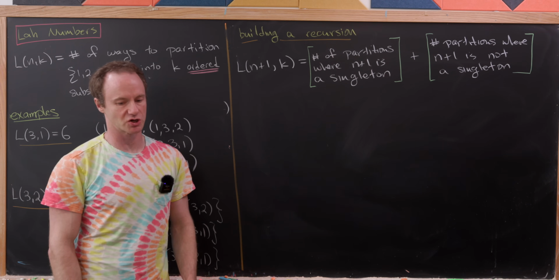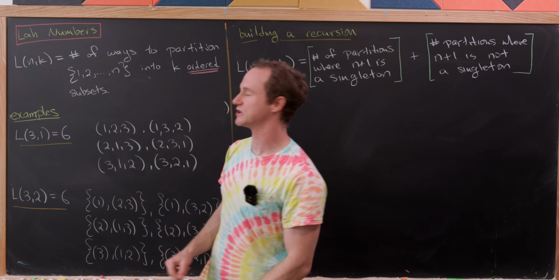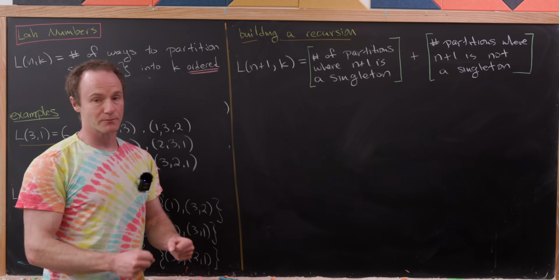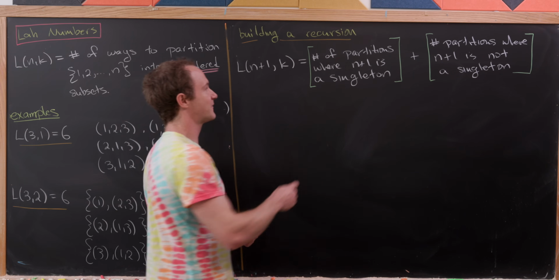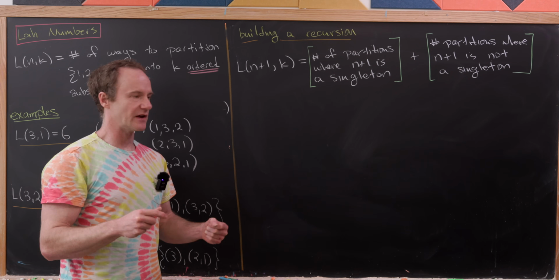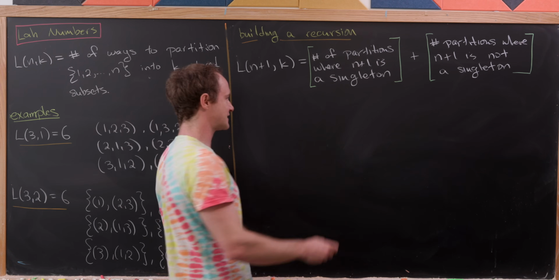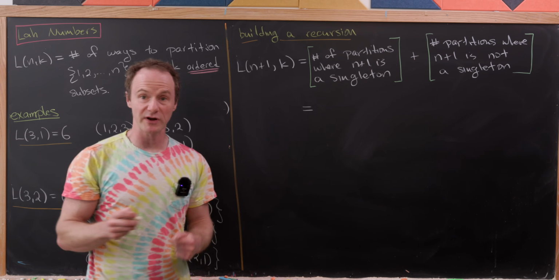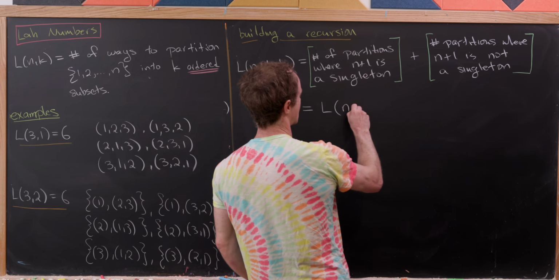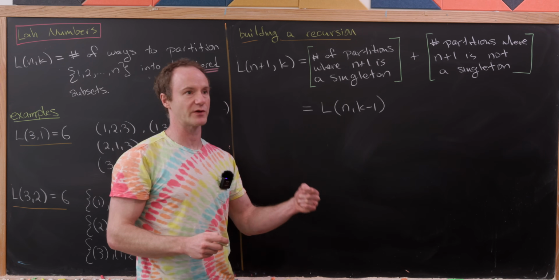Okay, so now let's build this recursion. We'll start with L(n+1,k). Let's recall that that's going to be the number of ways to partition 1, 2, 3, up to n+1 into k ordered subsets. Now we could break those partitions into two pieces. The first piece is the number of partitions where n+1 is a singleton. Of course, if we're looking at all of these partitions into ordered subsets, some of them will have n+1 as a singleton. It turns out that if n+1 is a singleton, it's pretty easy to count up how many possibilities there are. That will be L(n,k-1). Why is that? Well, n+1 is a singleton. We're left with 1 to n.